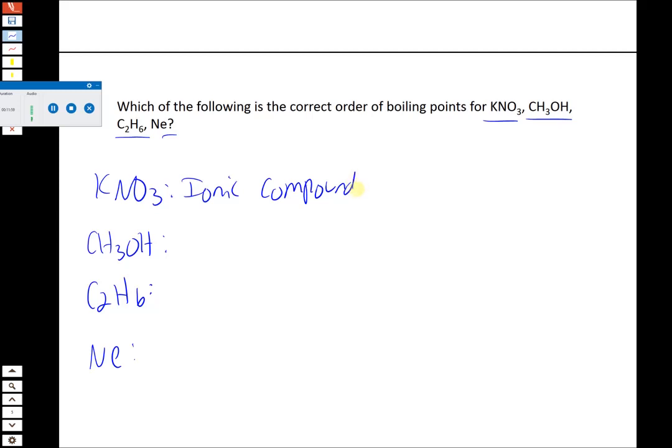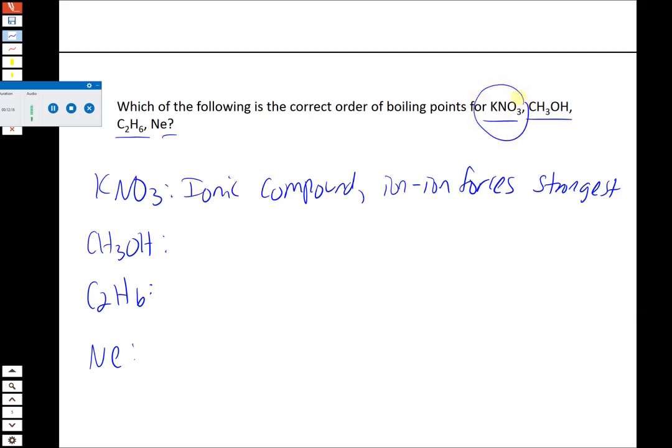And so because it's an ionic compound, it has ion-ion electrostatic forces holding it together, and these are going to be the strongest that we possibly have. So anytime we're asked to rank substances in terms of boiling point, remember that the stronger the intermolecular forces, the higher the boiling point is going to be.